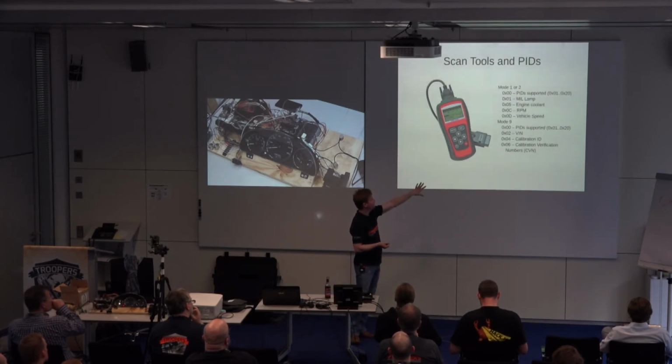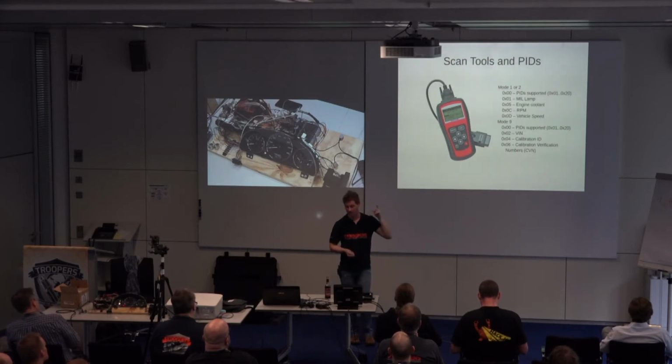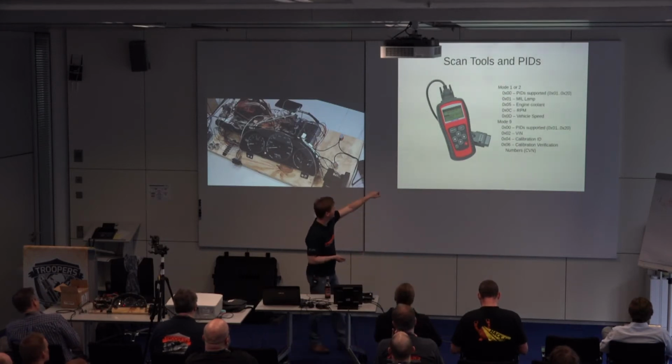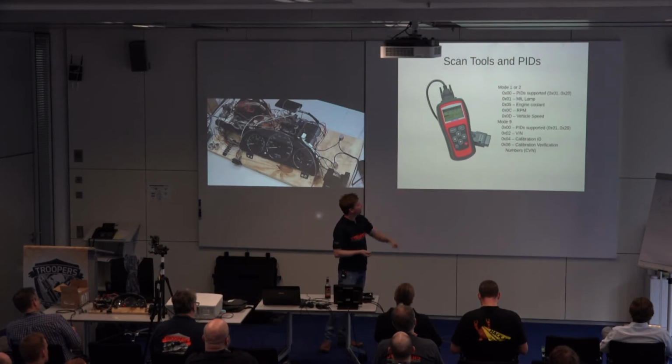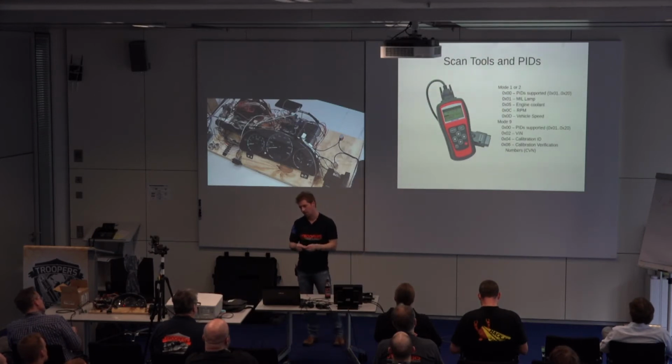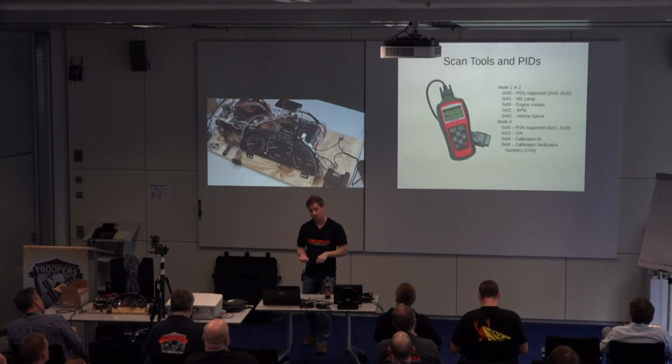So here's some common modes. These are the things that your app would use as well. So you say mode 1 or 2, and you could say give me the MIL lamp. MIL lamp is your engine light, and then you say give me your RPMs. And these are just your first byte and your second byte. Mode 9 is the vehicle identification number. That's the thing up in your dashboard. That's also stored in the ECU.